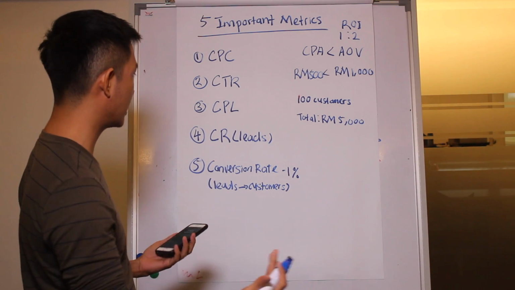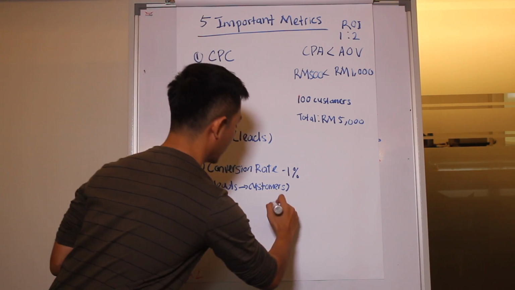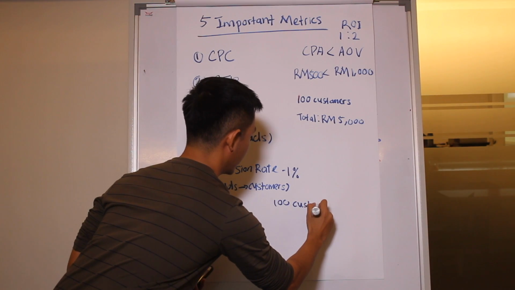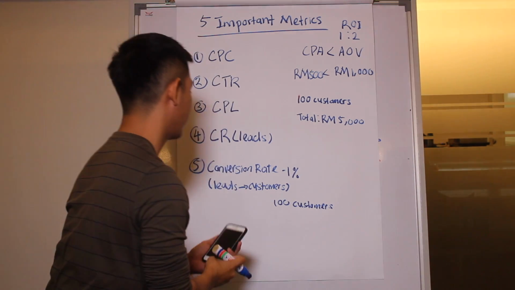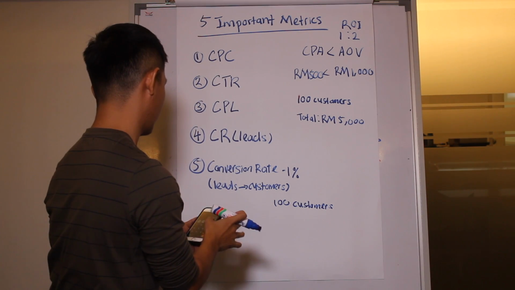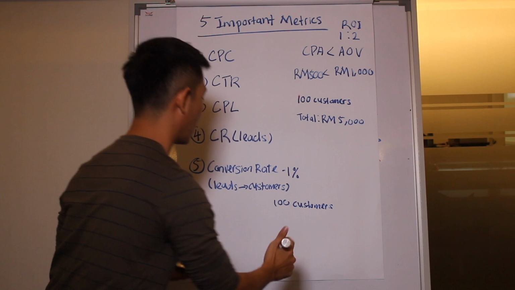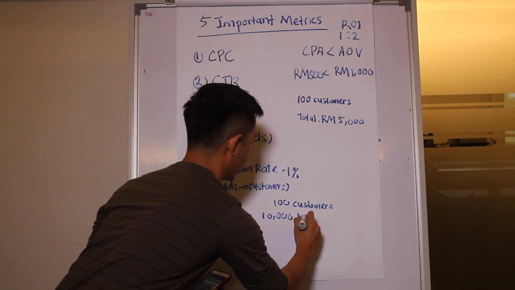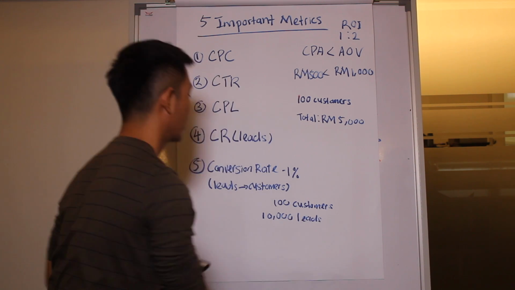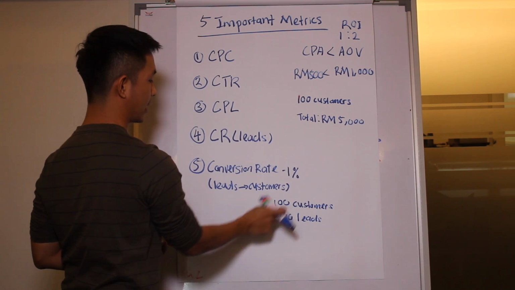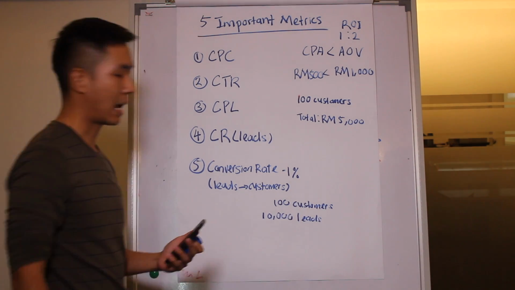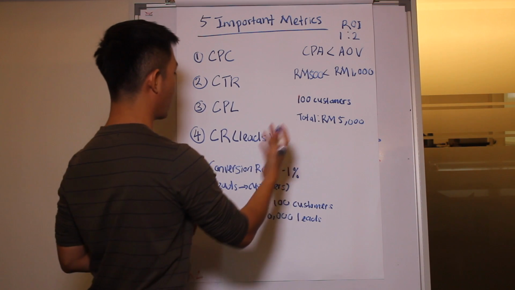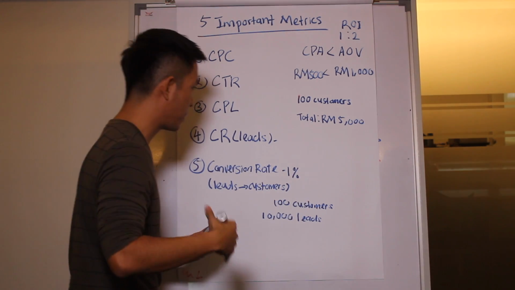So 1%, that means if you want to get 100 customers, we're going to have 10,000 leads. Right? 1% of 10,000 turns into 100 customers. And then the conversion rate. Okay, we're going to be conservative.